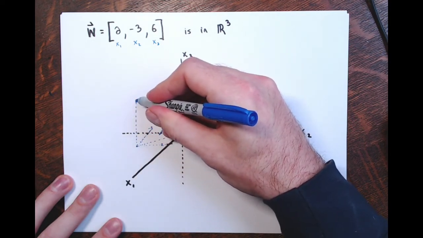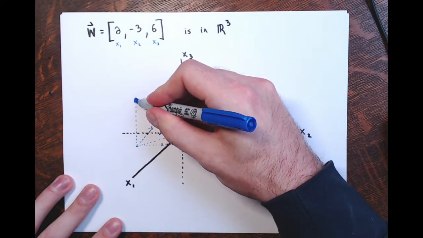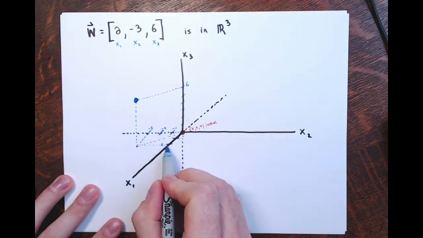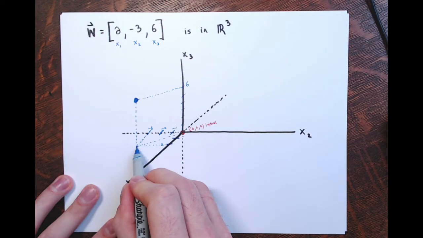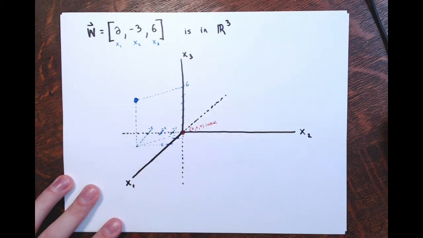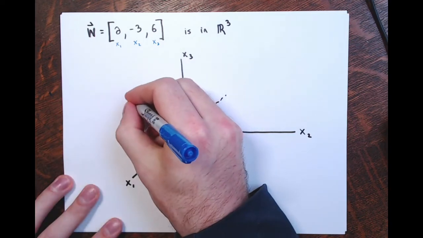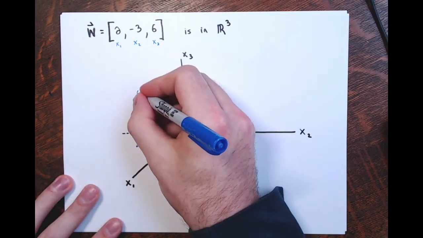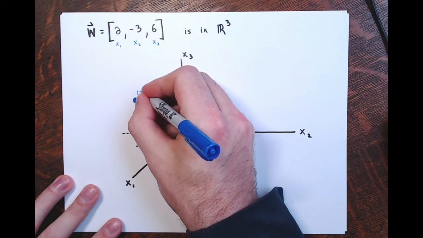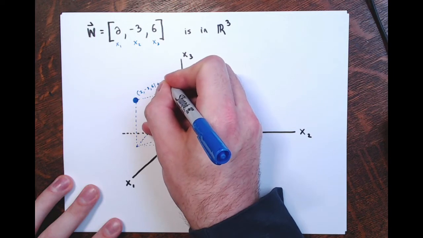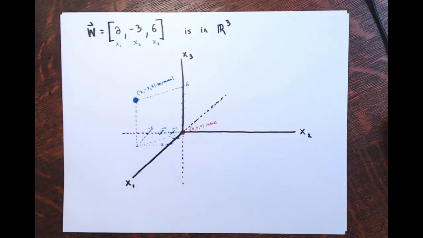There we go. There it is. So this is 2 units in the x1, -3 units in the x2 direction, and 6 units up. We're creating parallelograms all over the place. And there's the point, because I started from 0, 0, 0. Here's the ordered triple: 2, -3, 6. There's the terminal point, and we'll draw the vector.